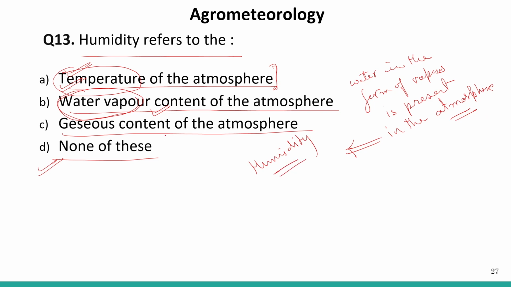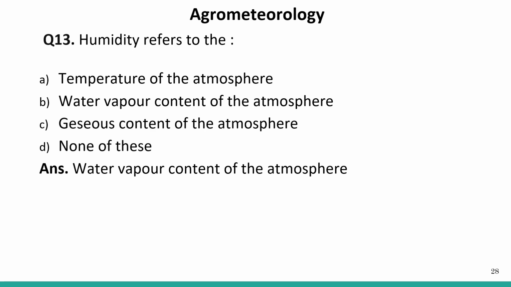Right? Gaseous content of the atmosphere is a different thing, that there are different types of gases present in the air. So that does not refer to the humidity. Water vapor content present in the atmosphere, that is called the humidity, right? So water vapor content of the atmosphere, this is the correct answer.